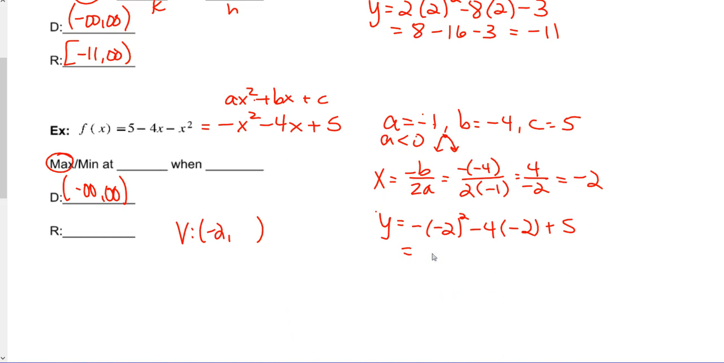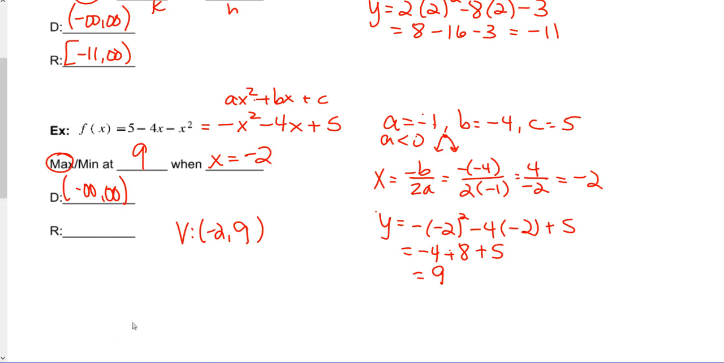So, what do we get? -2 squared is 4, but I have opposite of that, so a -4. This becomes a +8 when I do -4 times a -2, and then I have a +5. So -4 plus 8 is 4, plus 5 is a 9, and therefore that is the y value of my vertex. That is exactly where the maximum occurs at -2, 9, when x equals -2.